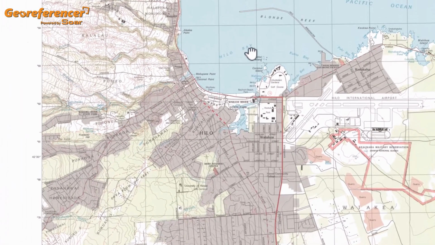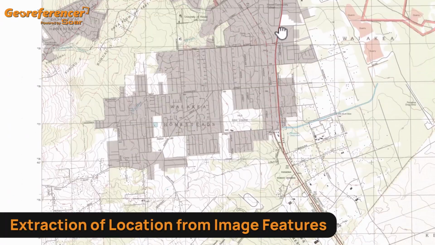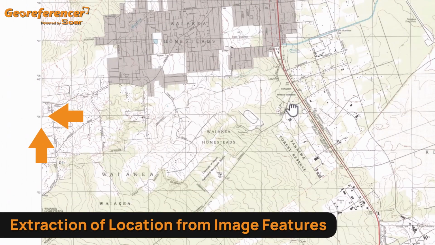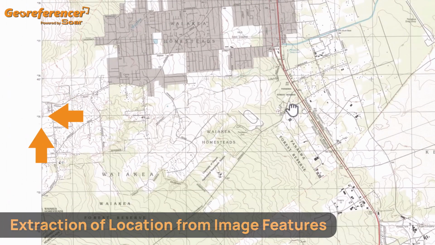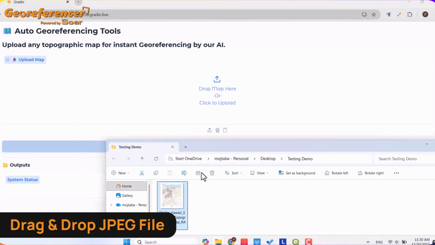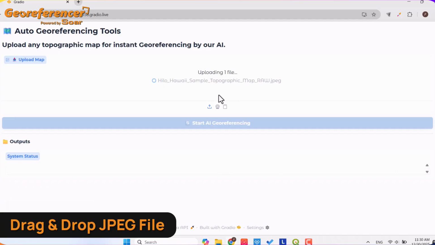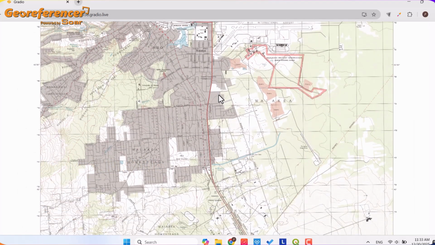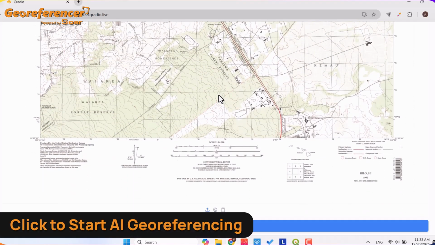One thing to note, this map displays position coordinates around the edge of the image, which our system will use as a reference when placing it on the map. Now, here is our prototype tool, where we can drag and drop the image. We just have to hit Start Georeferencing, and the magic will begin.